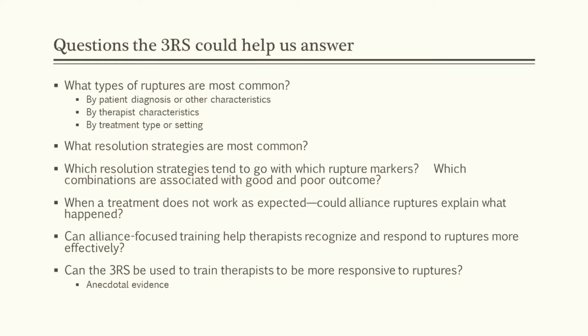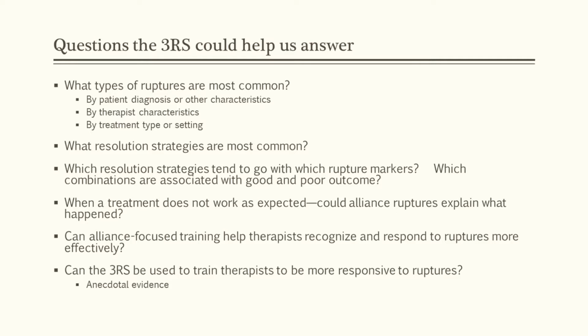So I think the 3RS could be a really useful tool for simply identifying what types of ruptures are most common, for example. Does it vary by patient diagnosis or other characteristics of the patient? Does it vary by characteristics of the therapist? Does it depend on the type of treatment? Or do you have certain kinds of ruptures that show up more in CBT and certain kinds that show up more in dynamic therapy or emotion-focused therapy, for example?